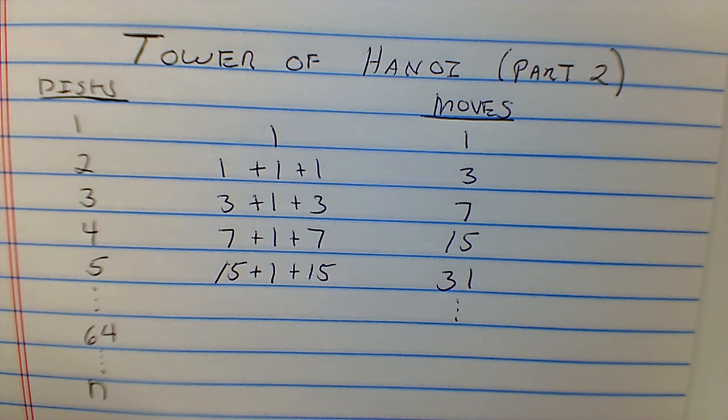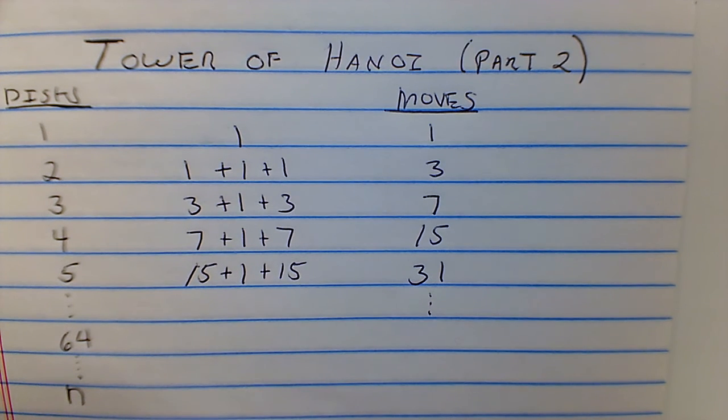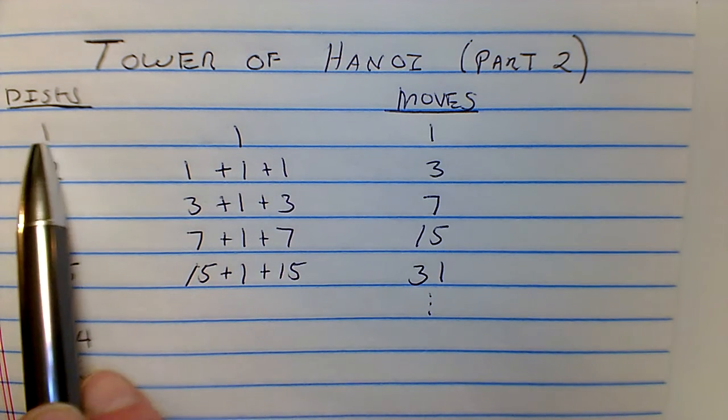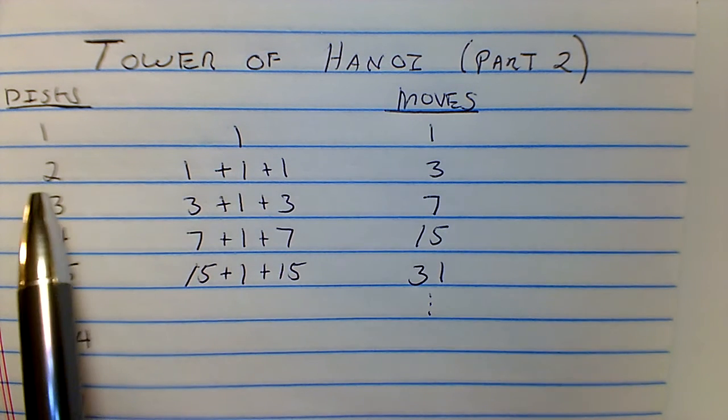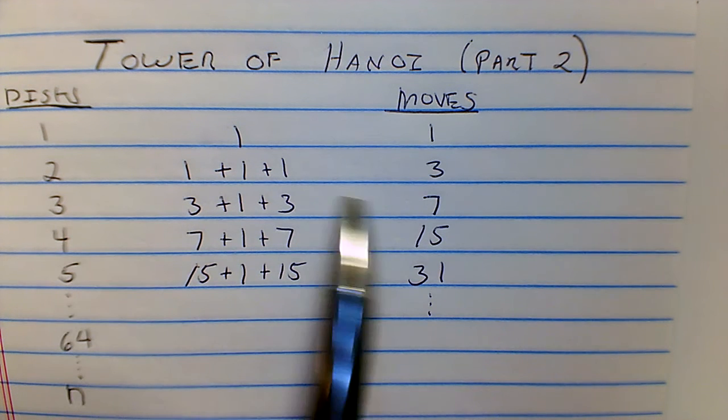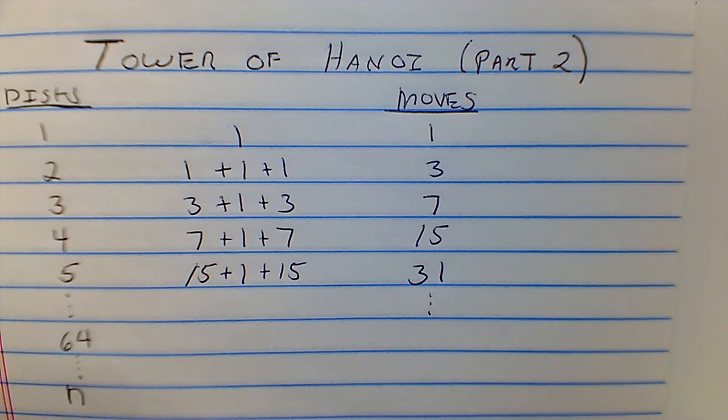Okay, here are the results we got when we did the Tower of Hanoi problem by moving the discs on the rings. What we were able to see is when we had one disc, it took one move. When we had two discs, it took 3 moves. When we had 3 discs, it took 7 moves, and so on.